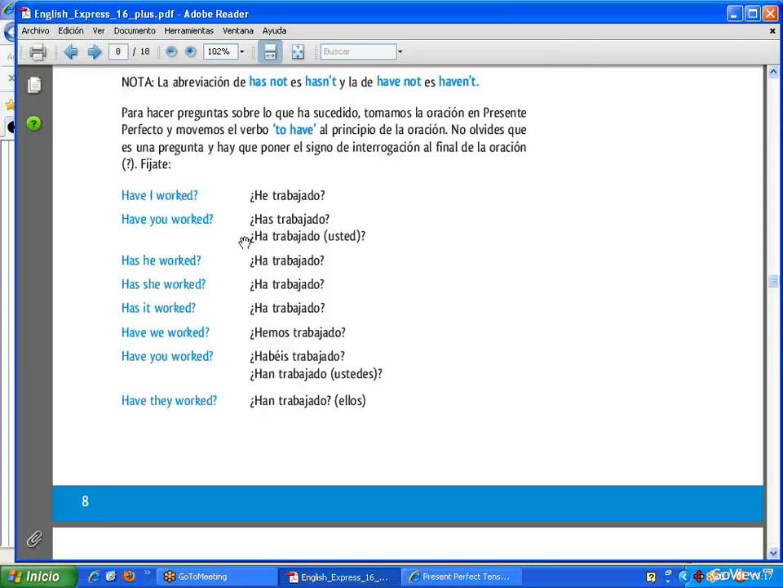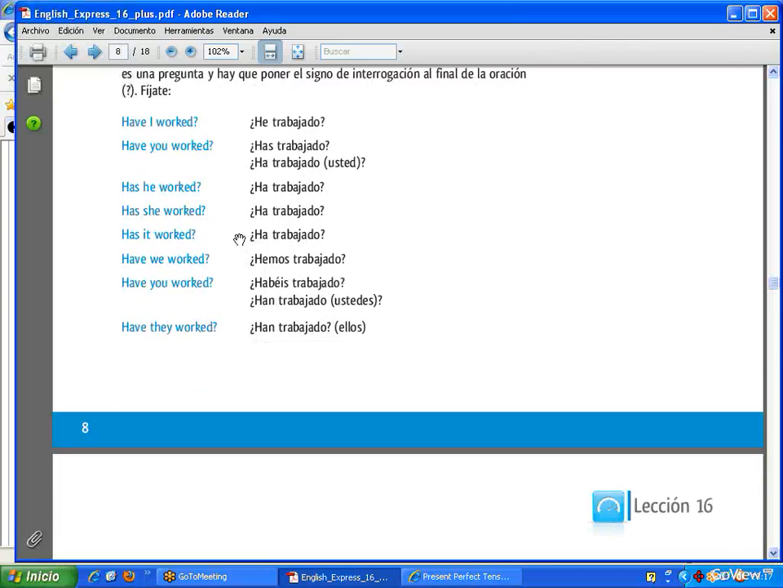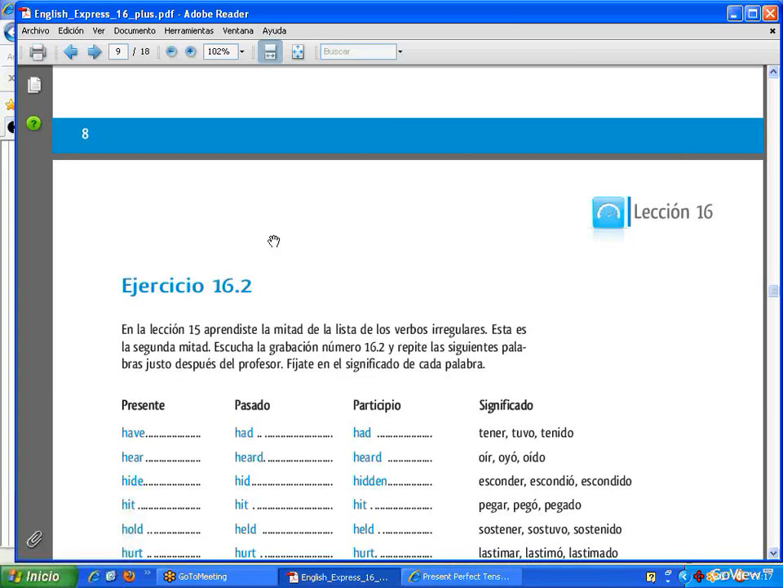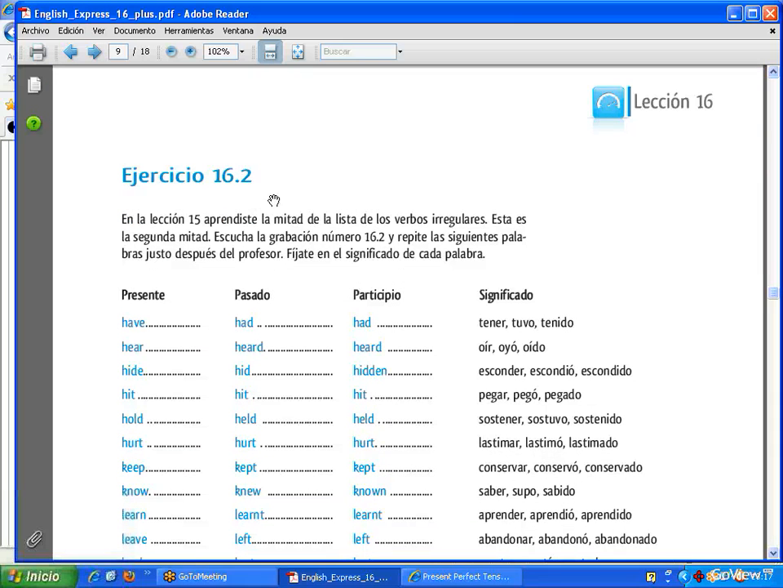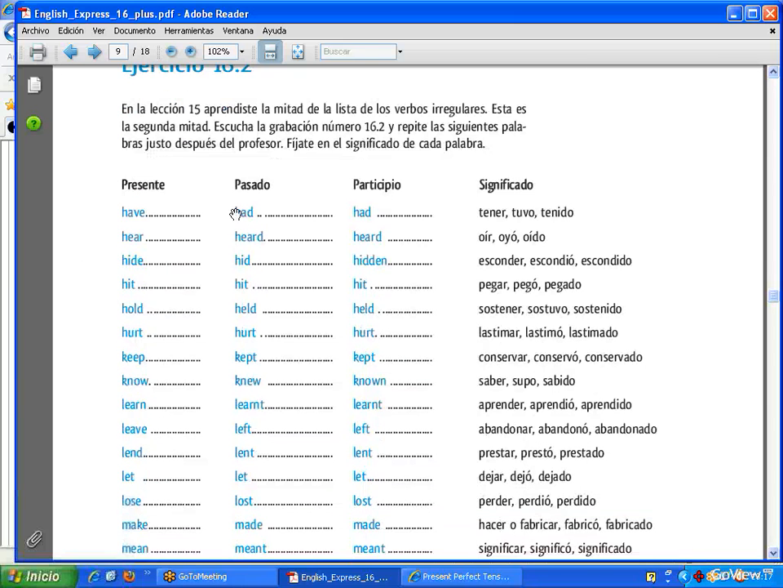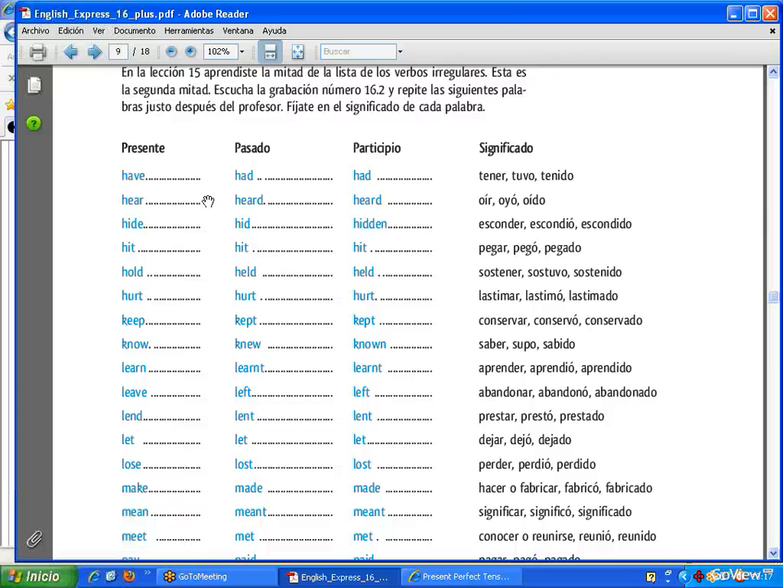Right, in lesson 15, you learned about half of the list of the irregular verbs. And this is the second half. There are lots here. This is a very important one, because this is what we're using in the present perfect. All perfect tenses have the auxiliary verb. I have had, pasado, I had had. I had, tener, tuvo, tenido. You need to learn all of these individually.